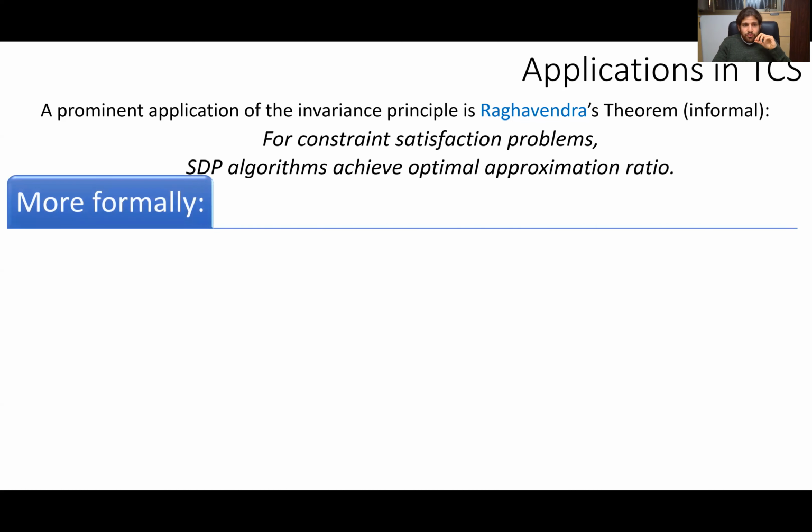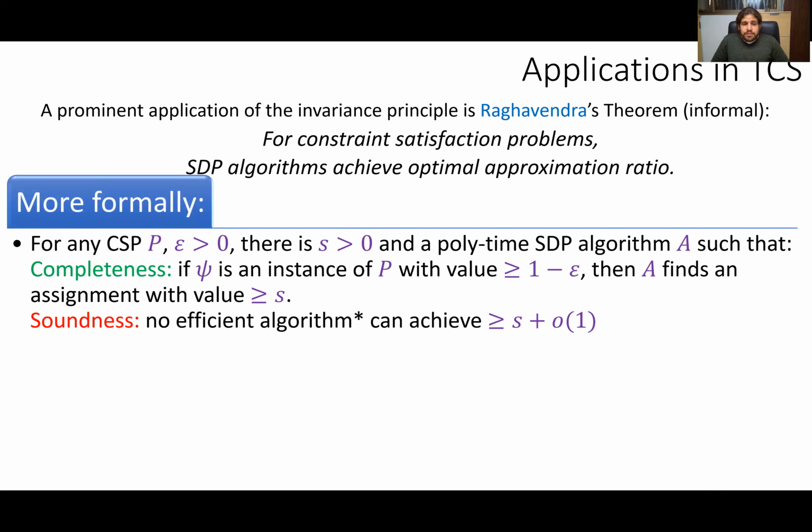And more precisely, what this theorem says is, if you have a CSP P and you take some epsilon, then there is a value S such that if I give you an instance psi of P, and I promise to you that the value is at least 1 minus epsilon, then the SDP algorithm A manages to get value at least S on psi. And furthermore, improving upon it is NP-hard, at least assuming UGC. So this is Braverman's theorem.